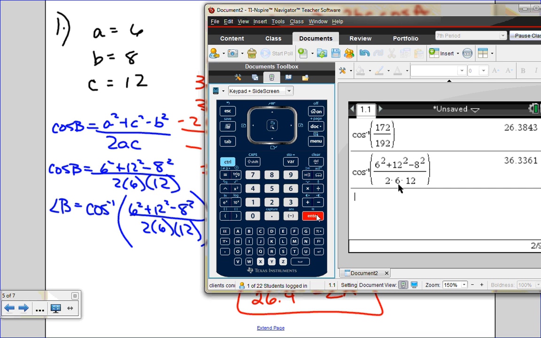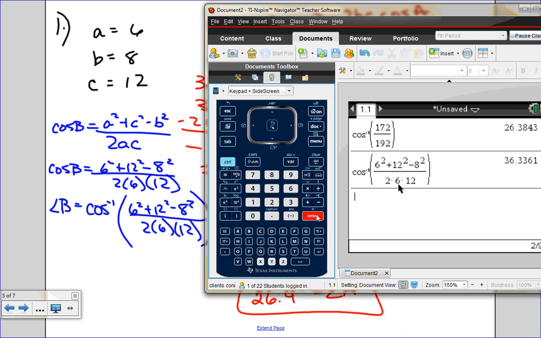A lot less work, right? A lot less work. I didn't do any calculations, did I? I let my calculator do the calculations for me. Do we all understand that? I'm totally okay with that. So I come back over here and I say that that's going to be 36.33, right?